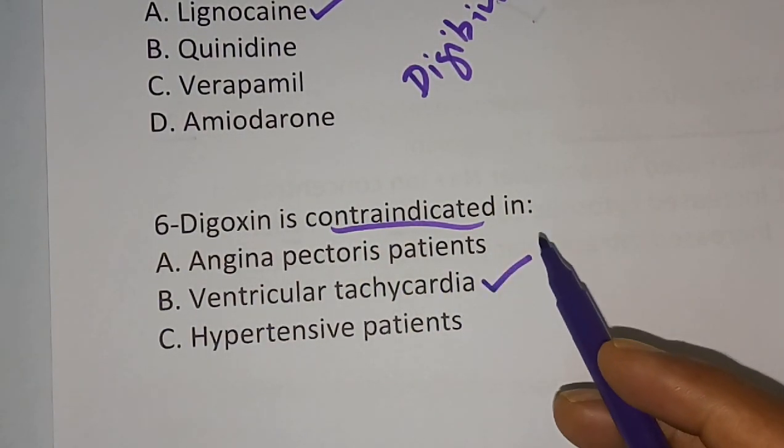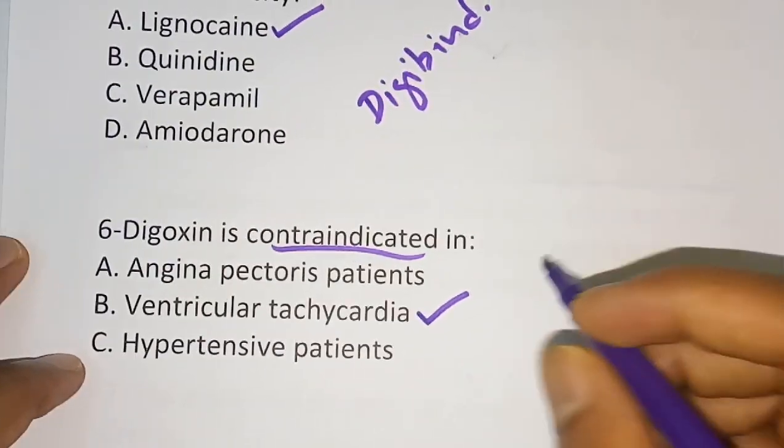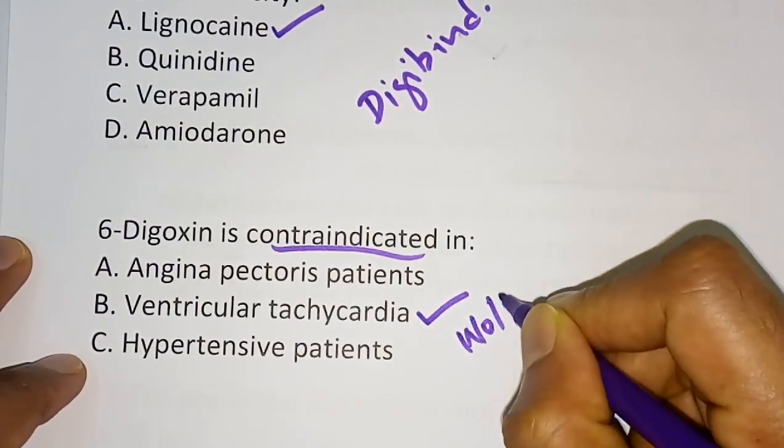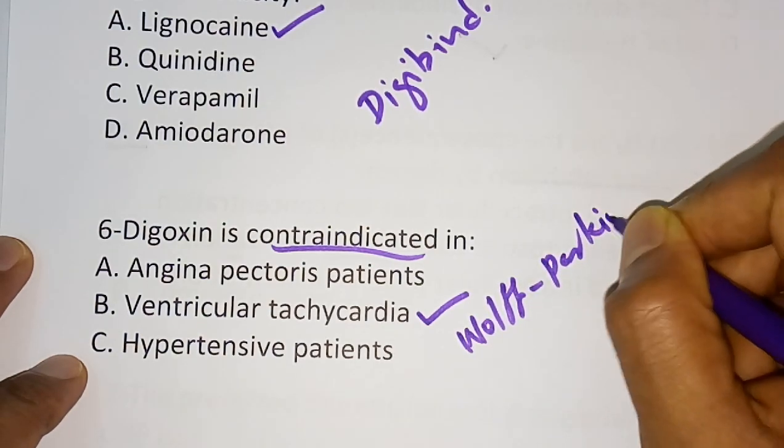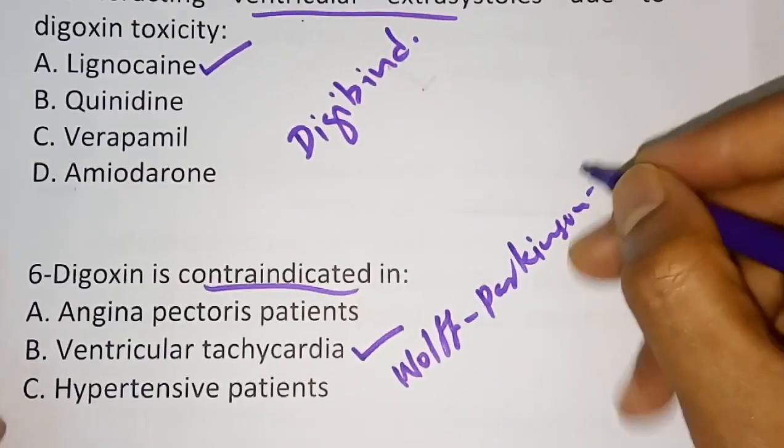One other case is Wolff-Parkinson-White syndrome. In that case also digoxin is contraindicated.